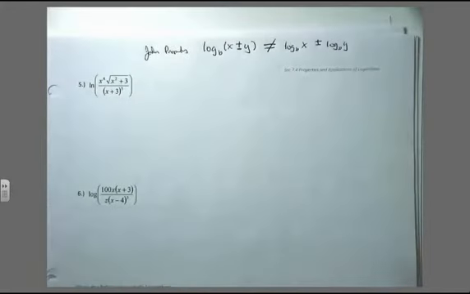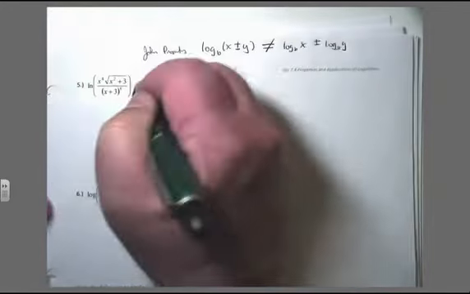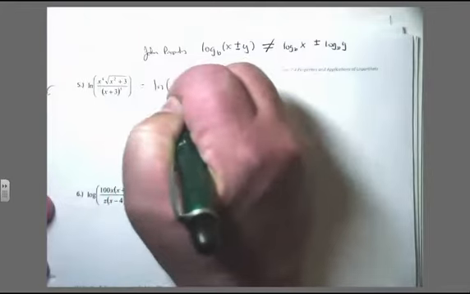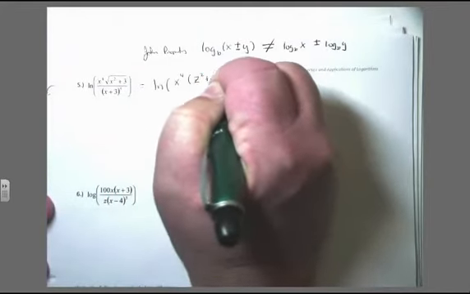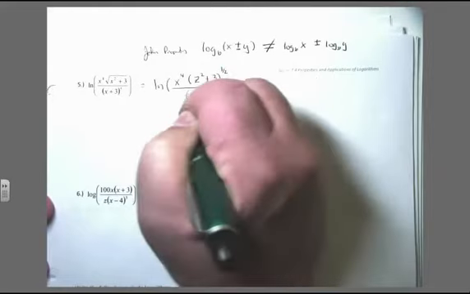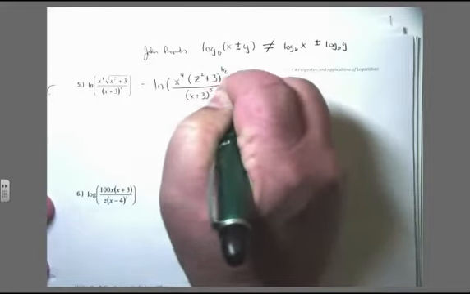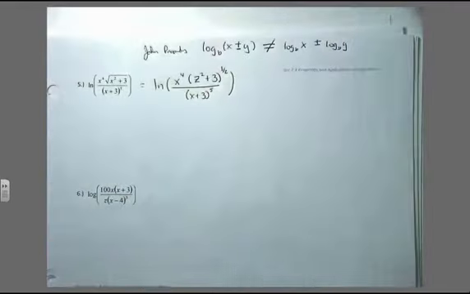First things first, clean it up. I don't do square roots. What's a square root? It's to the 1/2 power. So this is equal to the natural log of x to the 4th times x squared plus 3 to the 1/2 power, divided by x plus 3 to the 5th power. Does that make sense?